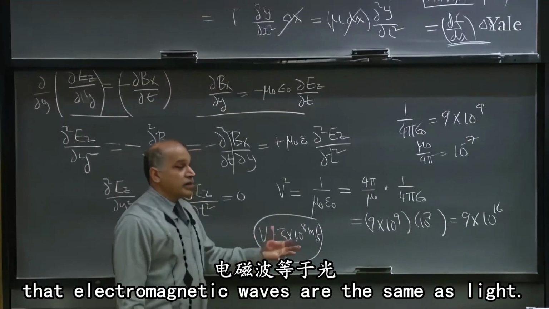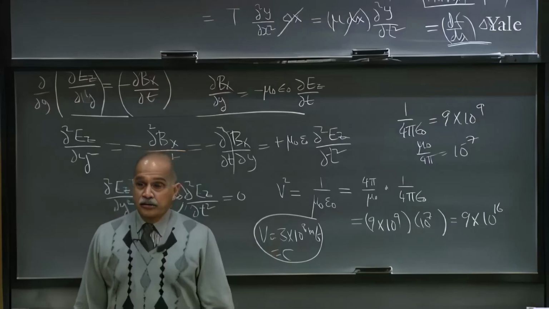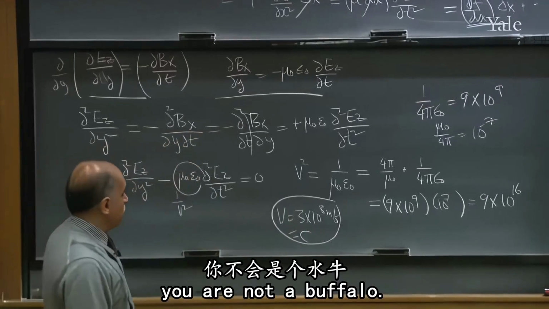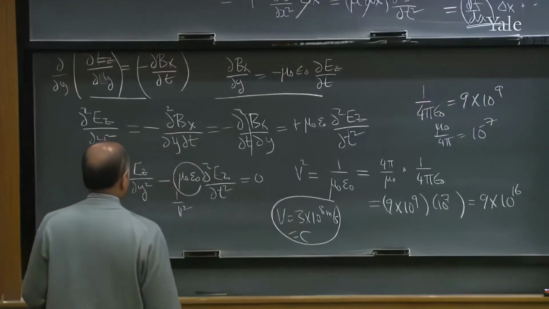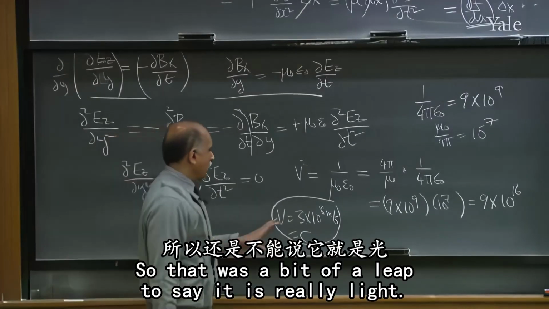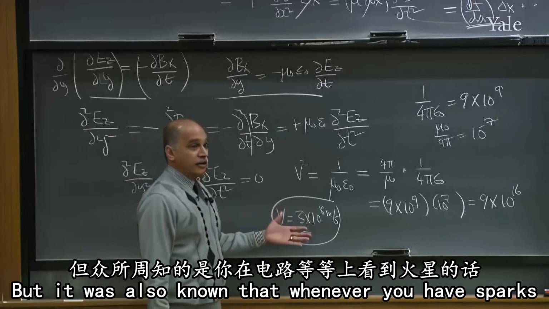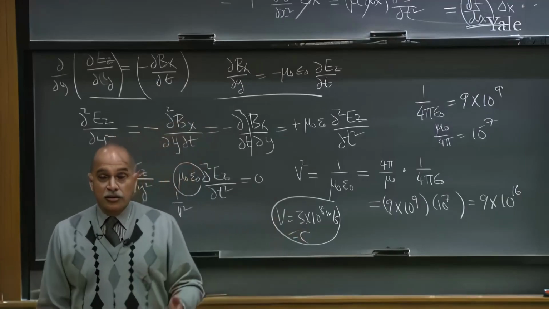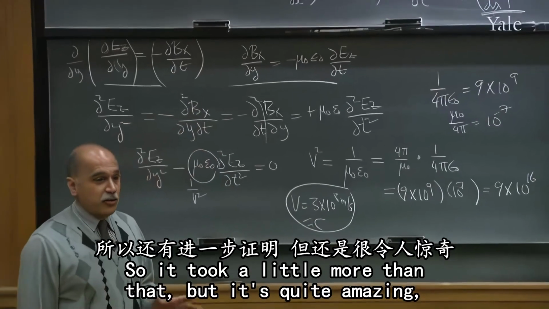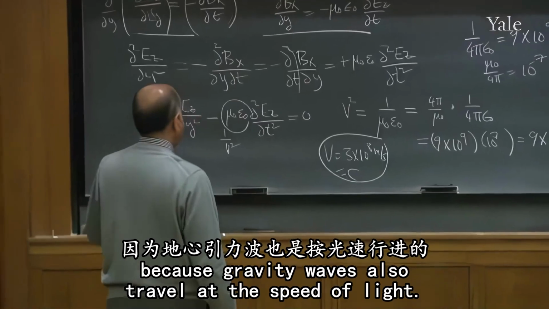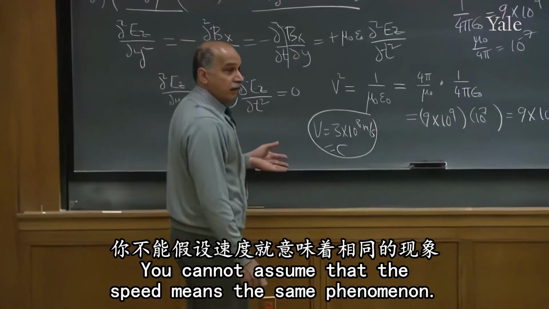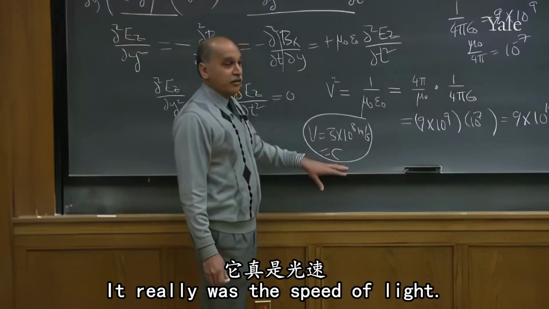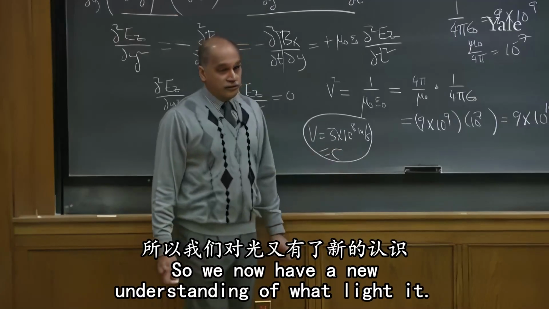Now, this doesn't mean that electromagnetic waves are the same as light. You agree that if you run next to a buffalo at the same speed, you are not a buffalo, right? You just happen to have the same speed. So that was a bit of a leap to say it is really light. But it was also known that whenever you have sparks in electrical circuits and so on, you see light. So it took a little more than that, but it's quite amazing, because gravity waves also travel at the speed of light. So you cannot assume that the speed means the same phenomenon. But they were right this time. That really was the speed of light.